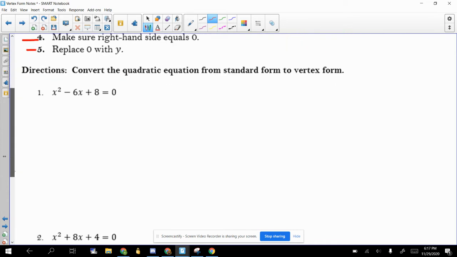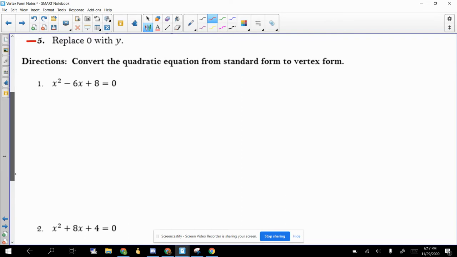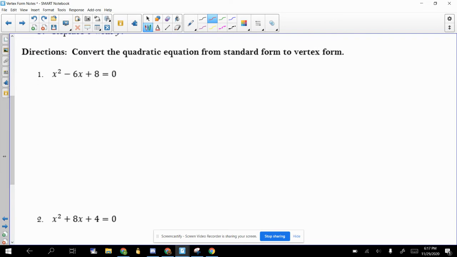And I'm looking at number 1, and it says the directions are to convert the quadratic equation from standard form to vertex form. Okay, so again, we are going to start out by kicking out that constant. We're going to subtract it over. And that's going to leave us with x squared minus 6x. And here's where I'm going to add in the plus a blank equals a negative 8 and plus a blank.